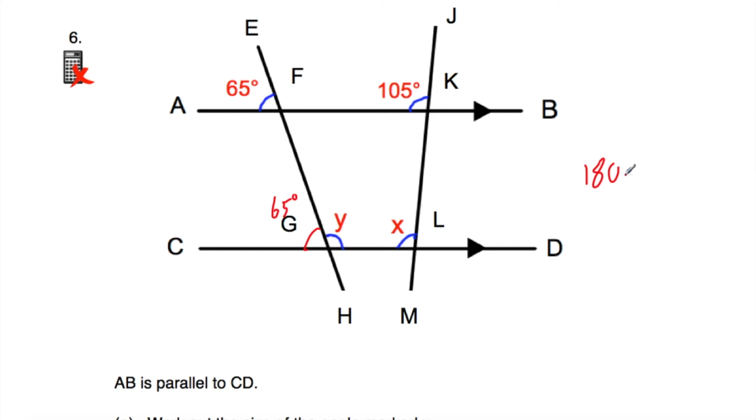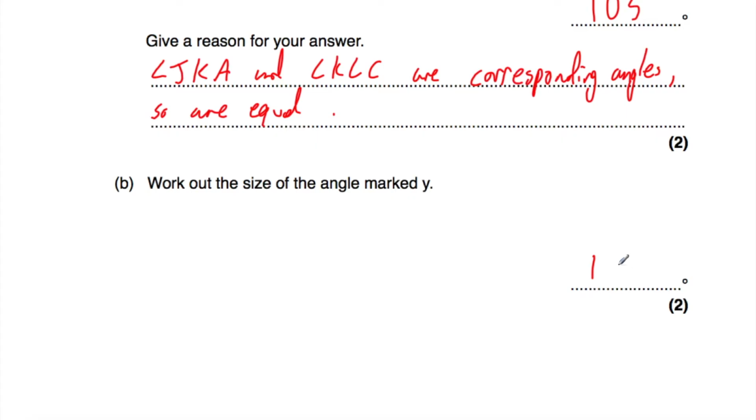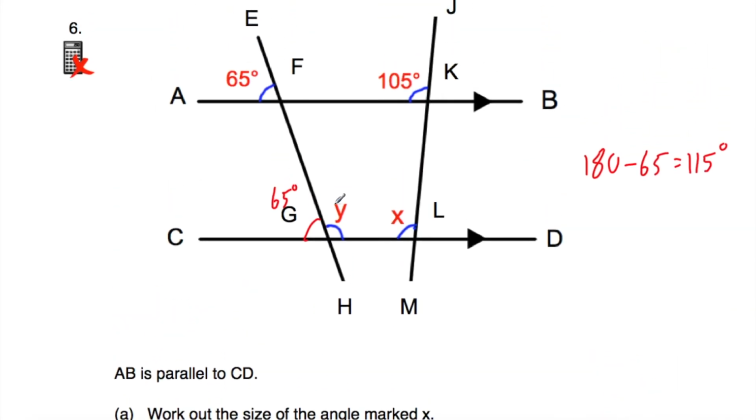180 degrees take away 65 degrees would be equal to, well, if we took away 60, that's 120, and another 5 is 115 degrees. That means our missing angle marked y is 115 degrees. So we found the size of that angle y, it's 115 degrees. So that was one approach, using the corresponding angles.